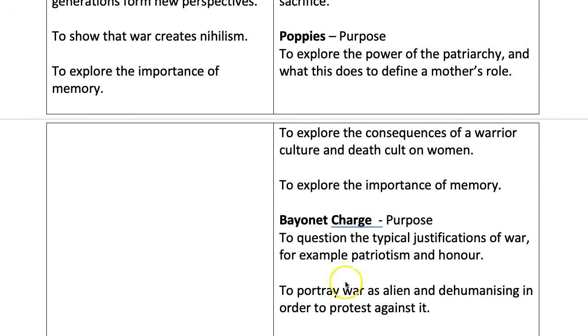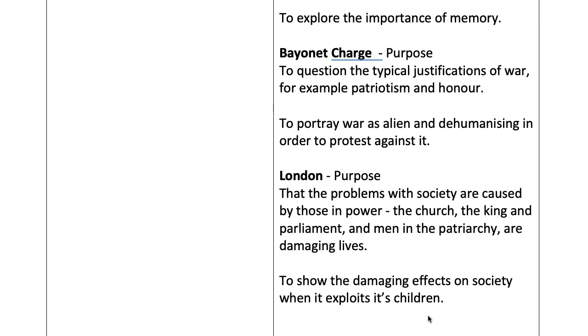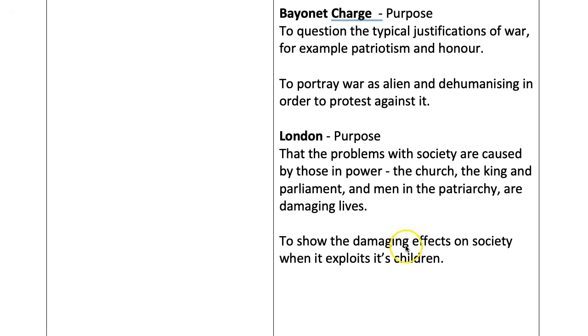But also I could have Bayonet Charge. Bayonet Charge asked us to question the typical justification of war, just like the Kamikaze pilot did, and it questions patriotism and honour, just like Kamikaze does. Both of them portray war as alien and dehumanising in order to protest against it. So we can see Kamikaze as an anti-war poem. Then, bizarrely, but because we're looking at the poet's purposes, we can compare it to a poem that is not about war.